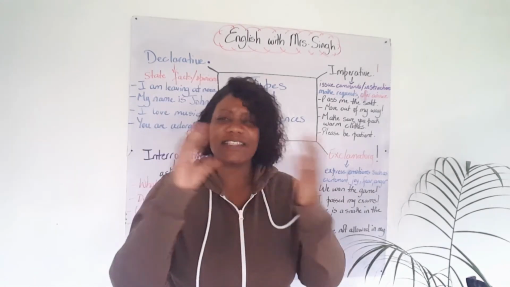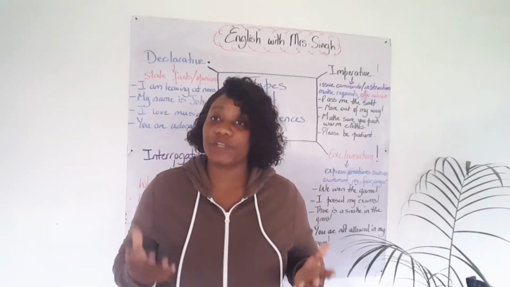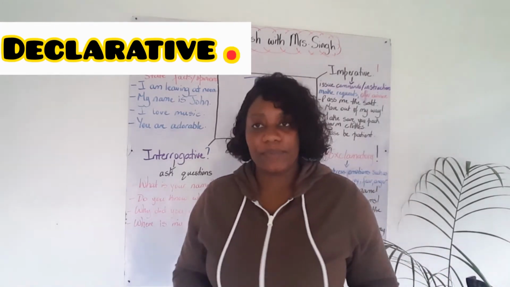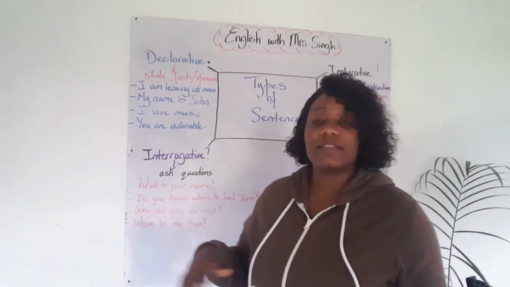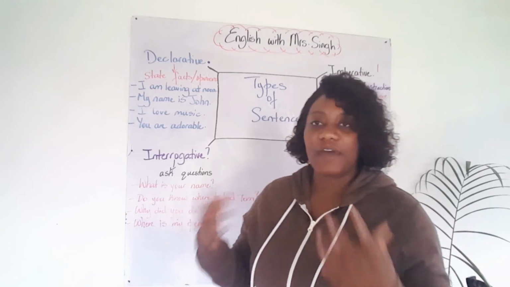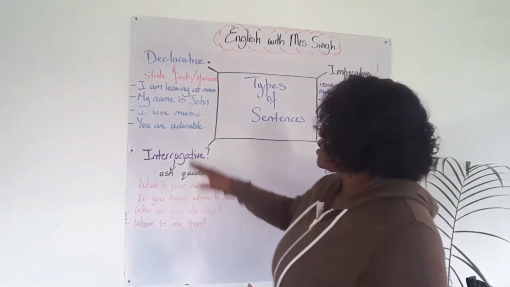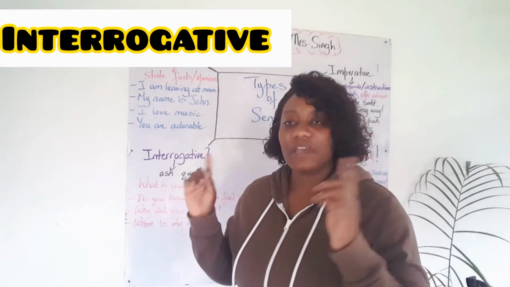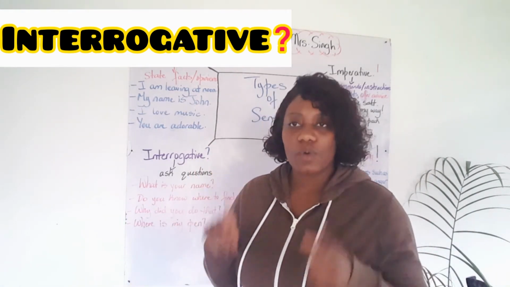Now, let us have a brief recap. We've looked at 4 different types of sentences. Declarative, which ends with a period. These sentences provide information, statements, either facts or opinions. Interrogative sentences end with a question mark. They ask questions.